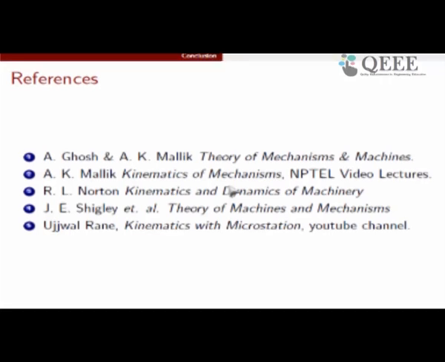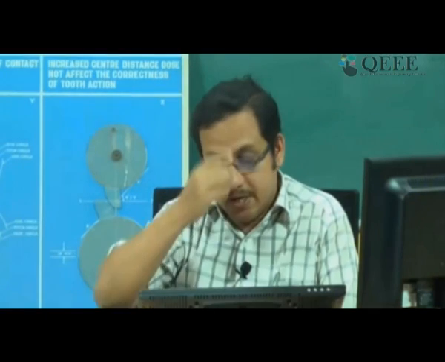Norton's book is a pretty standard, internationally acclaimed book. It is a little more verbose in its content, so it deals in very elaborate detail with each aspect, some of which we have talked about. Professor Shigley's book is also available, which is also very internationally acclaimed, and the problems in Shigley especially are nice and smart. So that's also something that I will encourage you to look at.